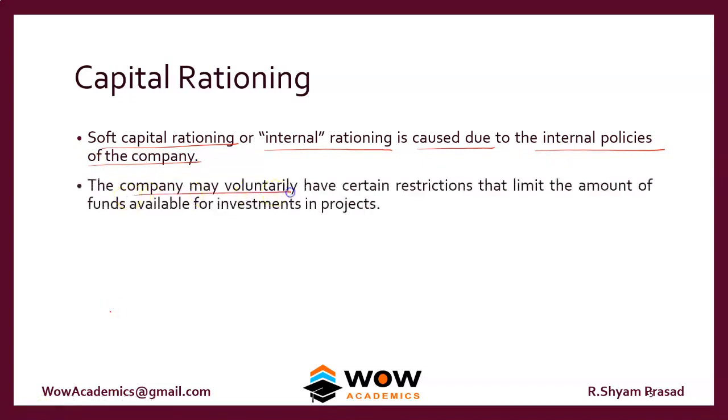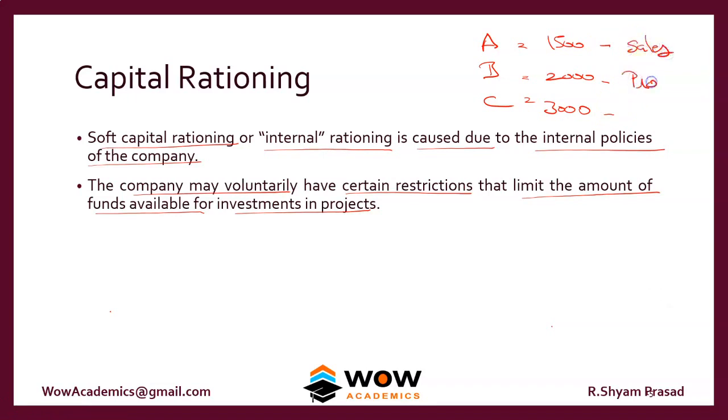The company may voluntarily have certain restrictions that limit the amount of funds available for investment projects. So what happens here is the company has money. For example, they have three projects to invest: A, B, C. A requires 1500, B requires 2000, and C requires 3000. A was proposed by the sales manager, B was proposed by the production manager, and C was referred by the HR manager. So three managers have come with different investment proposals.